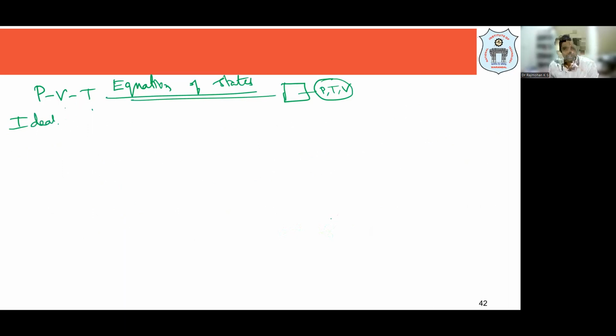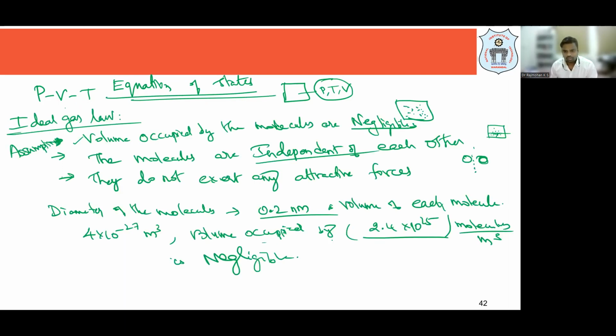The volume occupied by the molecule is 4 into 10 power minus 27 meter cube. Volume occupied by 2.4 into 10 power 25 molecules per unit volume is negligible. That is the assumption, and at low density conditions, what we have is PV equal to RT. Actually, PV equal to nRT. So volume V by n will give you this thing. That is what the ideal gas law gives us.